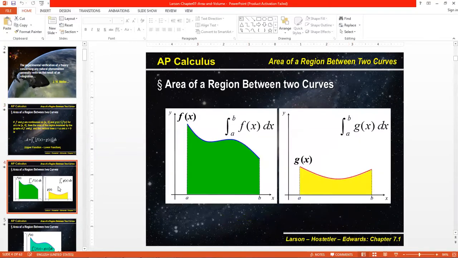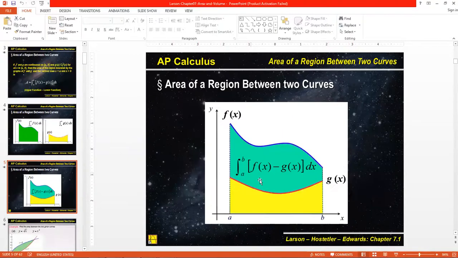The reasoning is very simple. It is what you see here. You see the two functions, right? And when you subtract, you get the area between them, correct? So it's the same concept.